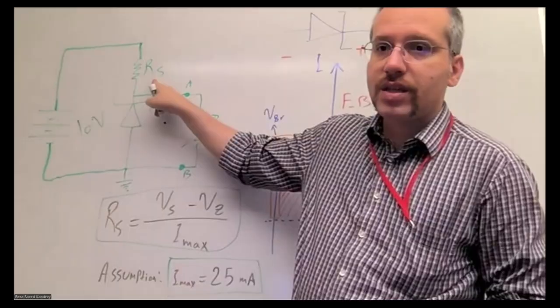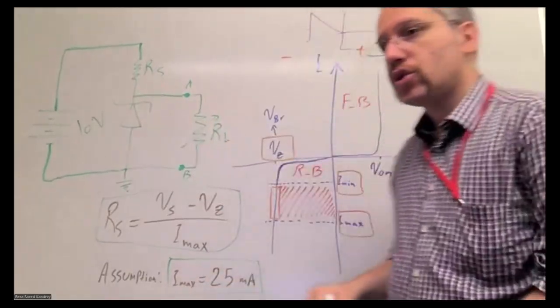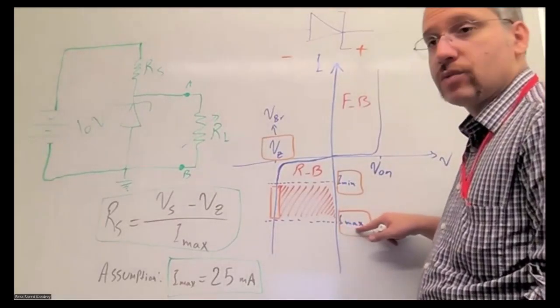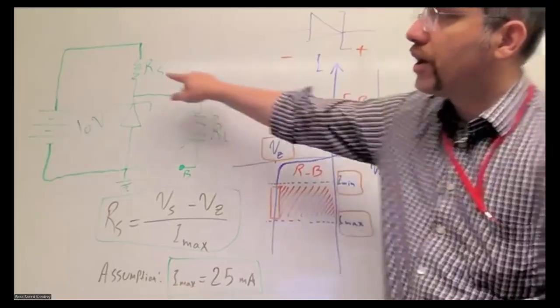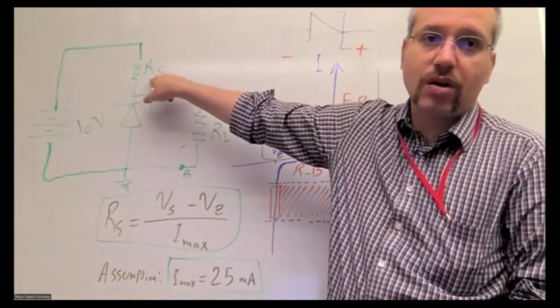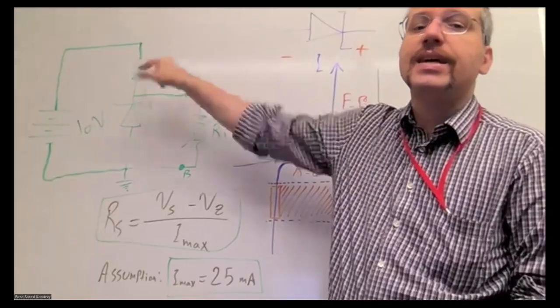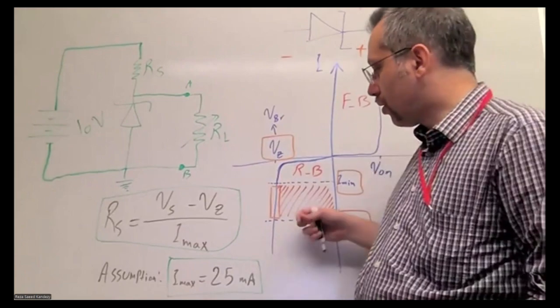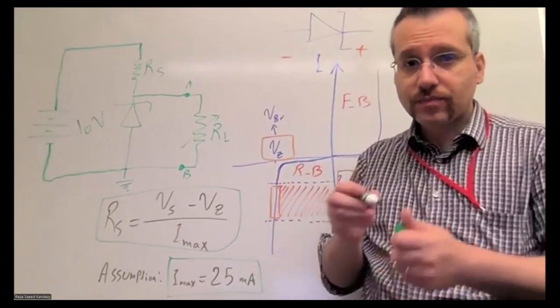Now, this RS is the one that makes sure we are below the maximum current. So that RS is the one that limits the current so we do not pass the maximum value allowed in our IV curve.